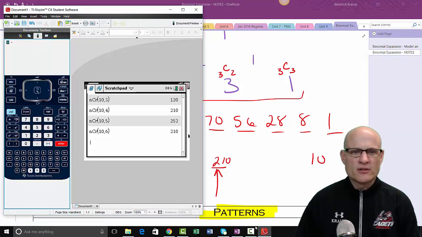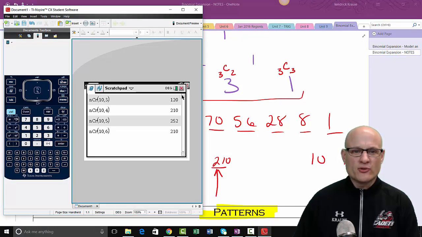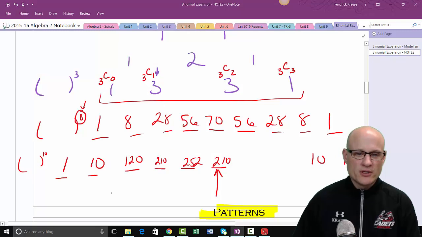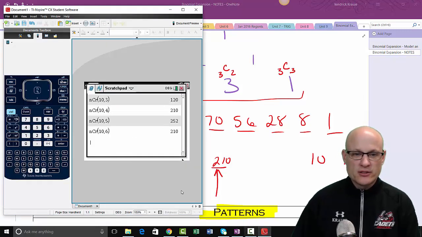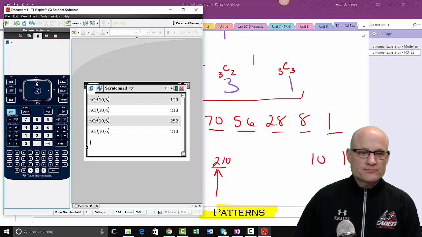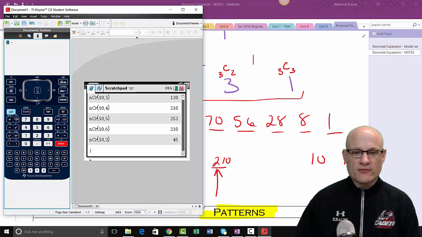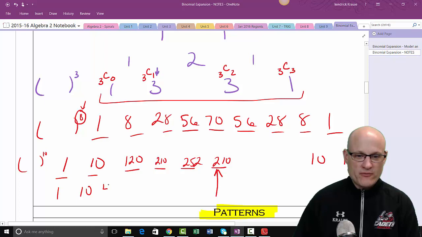I feel like I missed one. 3, 4. Oh, I missed 2. Doggone it. I knew I missed one. So it should go 1, 10. I missed 2, like a dummy. I don't know why I went to 3. 10, 2. Okay, 45. Okay, so it should go 1, 10, 45, 120, 210, 252.